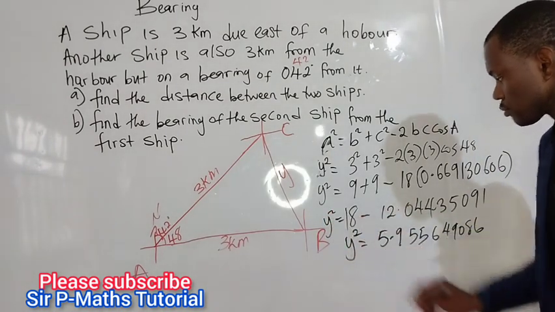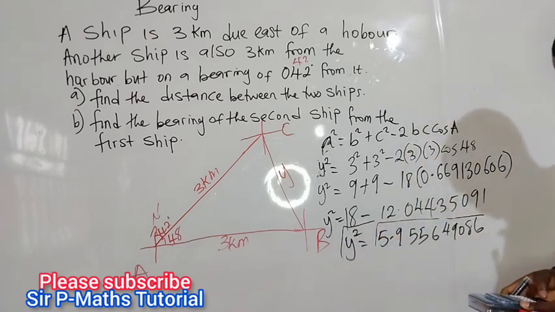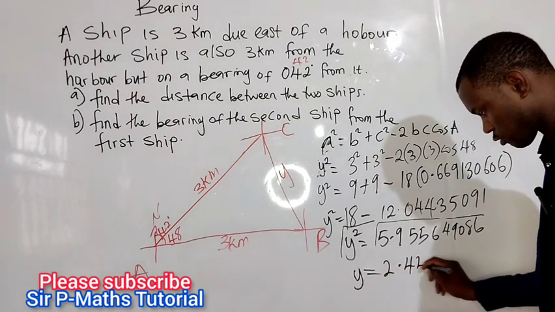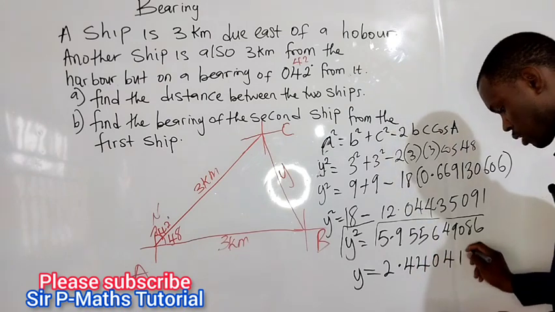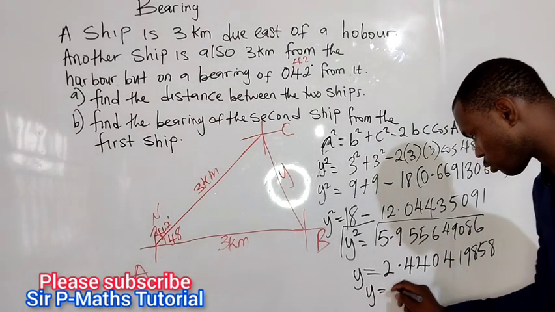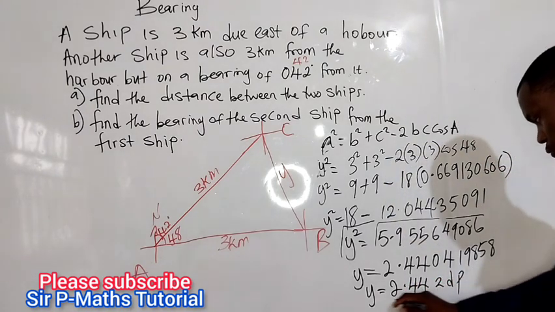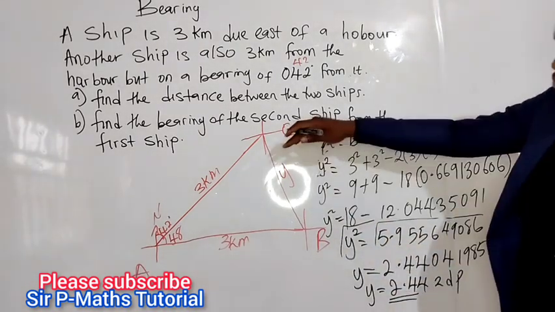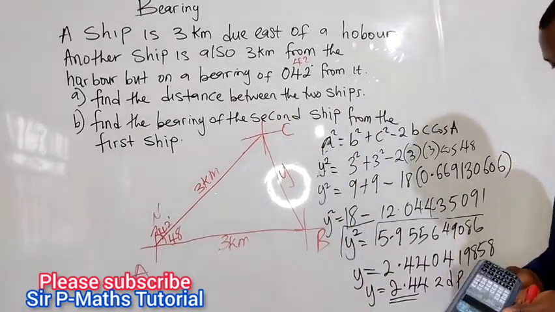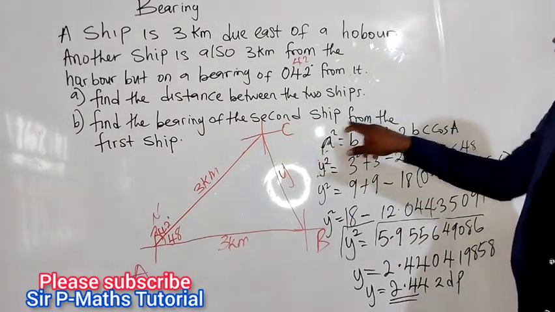So this guy has a square. Now to get the value of y, we take the square root of both sides. I will have my y to be equal to 2.440419858. At this point we can approximate. So let my y be equal to 2.44, approximated to 2 decimal places. Okay, so we've gotten the distance between the first boat and the second boat, or rather ship, which is this distance. Now the next question says find the bearing of the second boat or ship from the first ship.